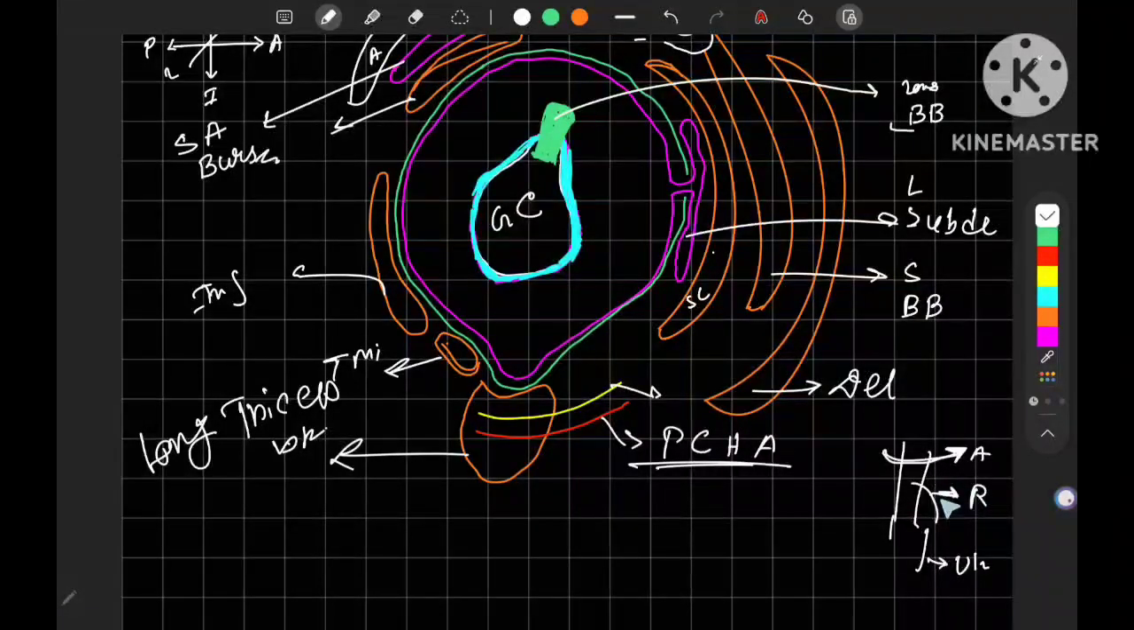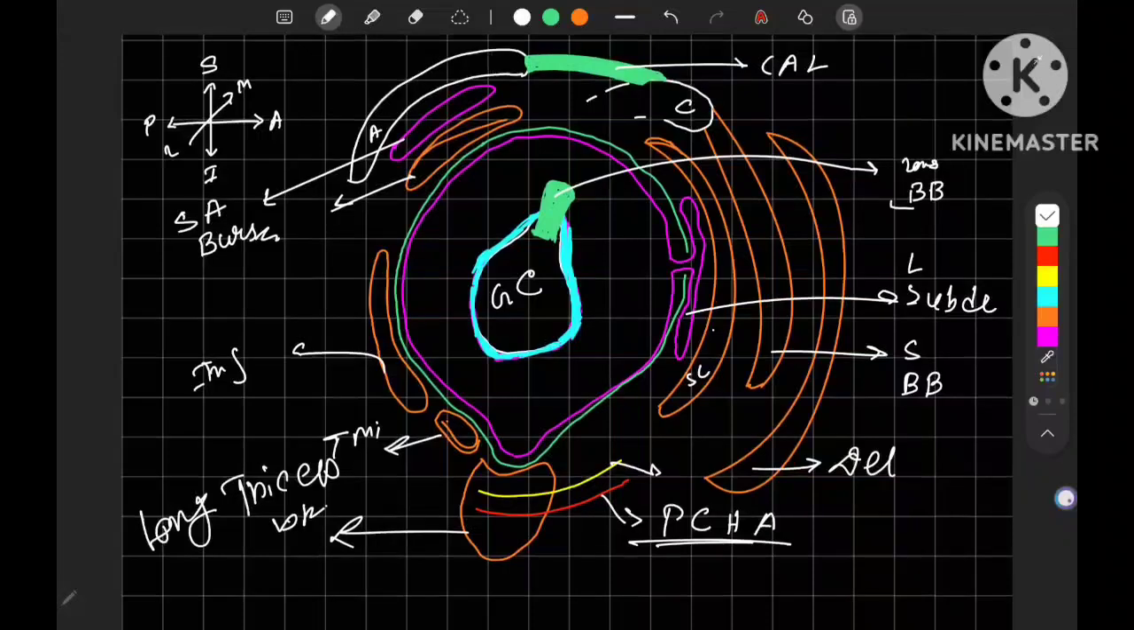The radial nerve is going to be behind the spiral groove of the humerus, and at the surgical neck the axillary nerve is going to pass, and at the lateral epicondyle the ulnar nerve is going to pass. Okay, this is the surgical neck. Okay, this is all the things.